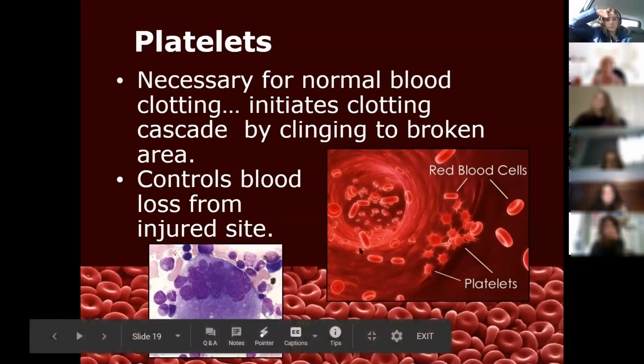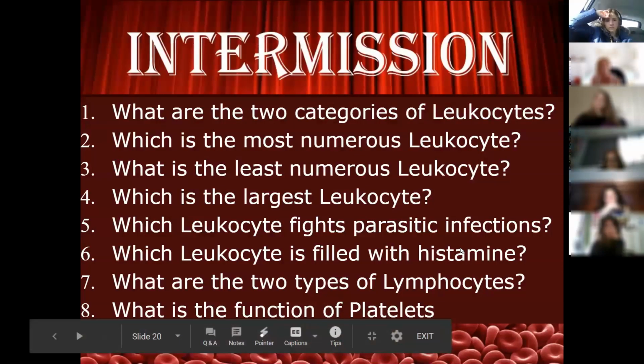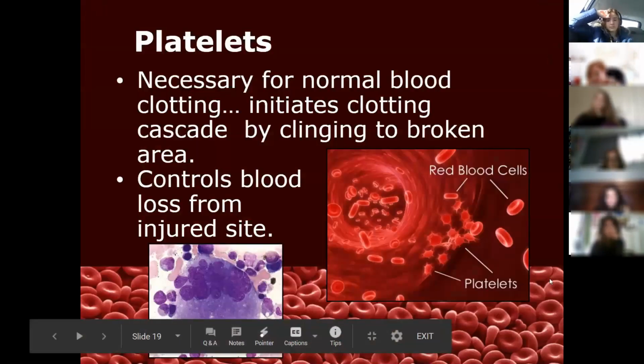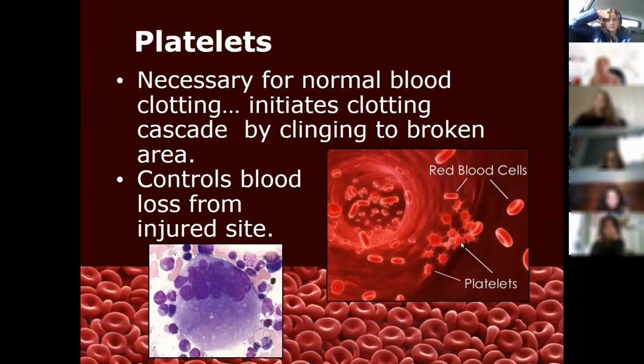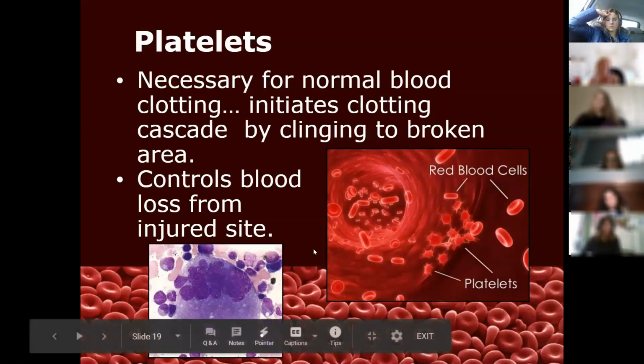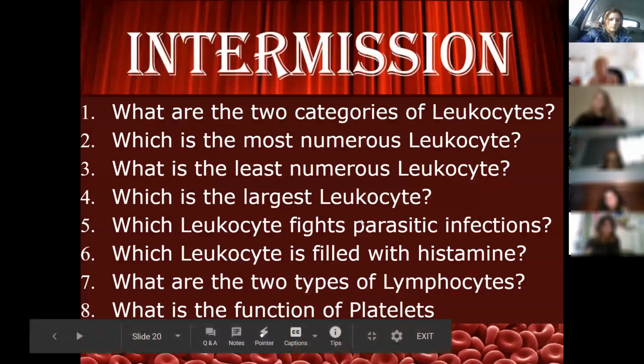So they're little fragments of cells. They're not full cells. I don't have a good picture. So these little fragments stick together, and that's what creates basically your scab, right? It creates a mesh that stops blood from going through. That is what they are. We'll talk more about them later.